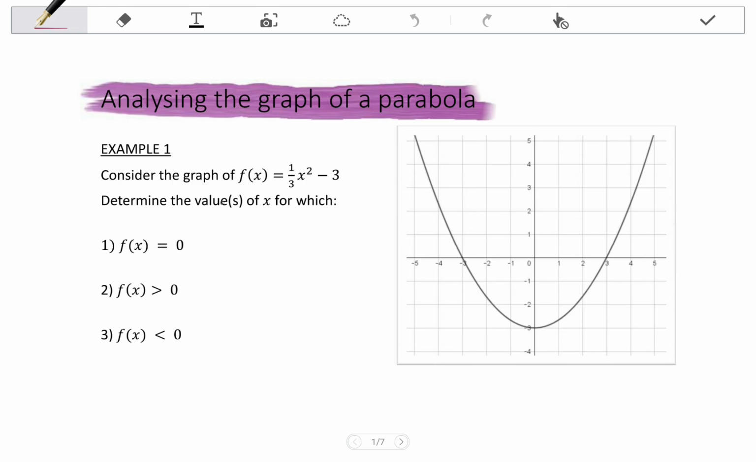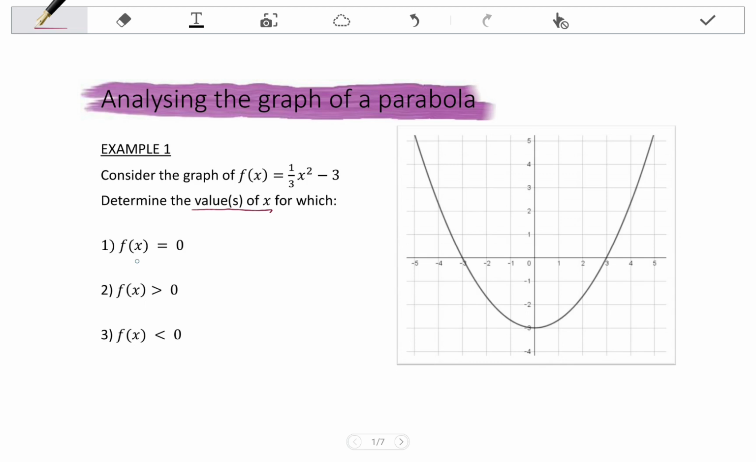Determine the values of x for which f of x equals 0, f of x is greater than 0, or f of x is less than 0. Right, now just like with the linear graphs, these questions always require you to answer in terms of x. It always asks you for the values of x. So, what you need to do is understand the question in terms of the y coordinates, find the part of the graph relative to the y coordinates, and then answer with the x coordinates.